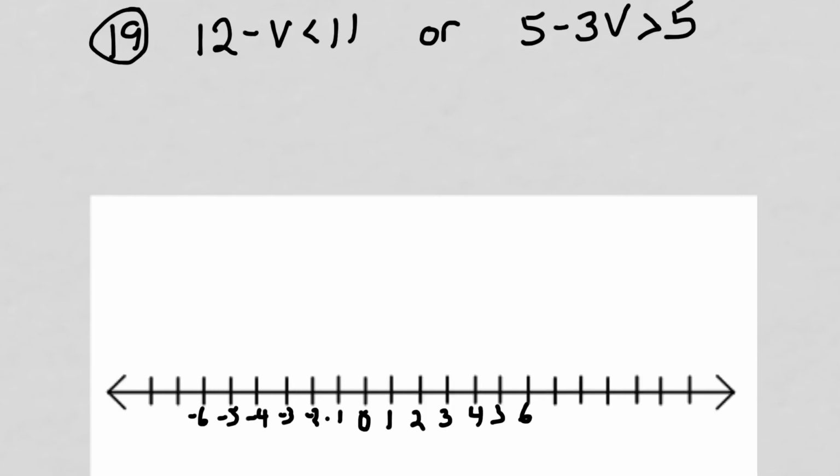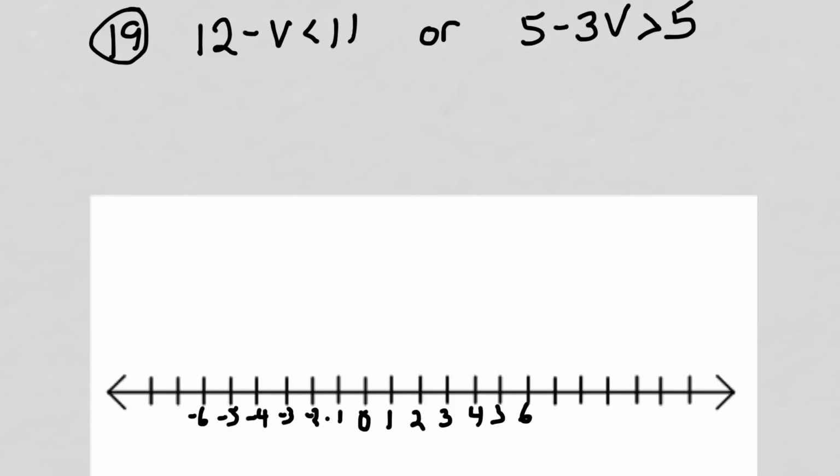All right, next to last problem. I've got an or. When you see the or, you should ask yourself, it's a compound inequality, so what's going to happen here? With an or, they're going to go in opposite directions. If you get something other than that, you've probably made a mistake.